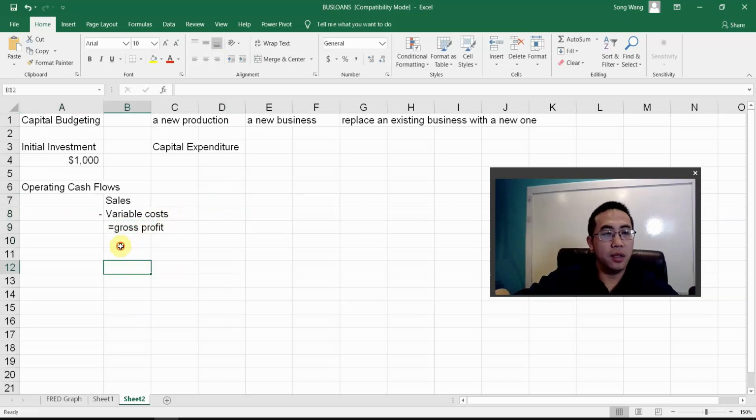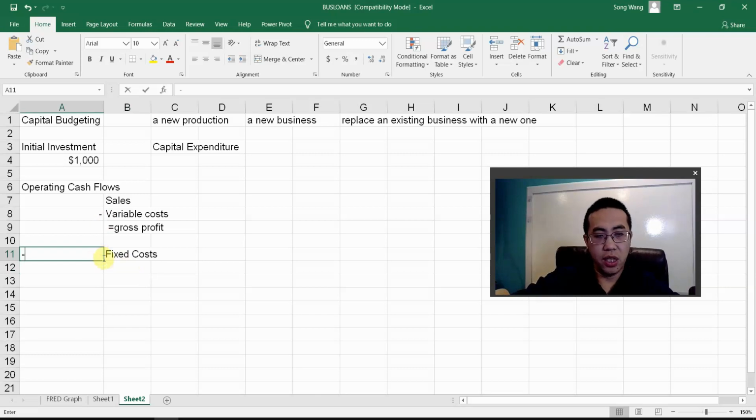And then I need to deduct the fixed costs. Usually these are our rent, wages, utility bills, and indeed I do need to deduct the depreciation. This means minus.